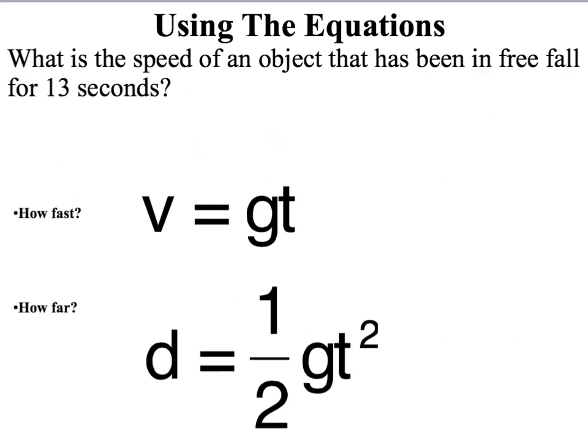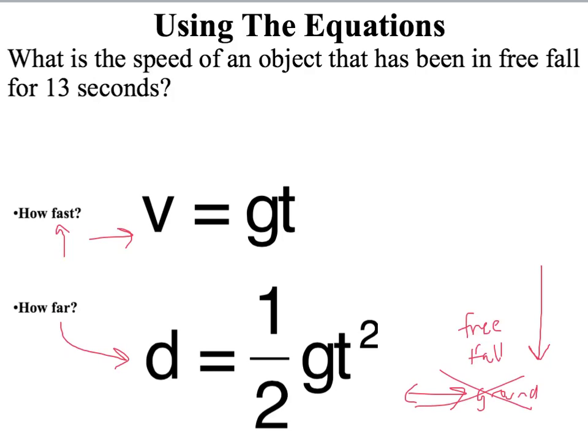So here are those equations written nice and big. And this one, remember, was for instantaneous velocity. So that's when you want to know how fast something is going. When you want to know how far something is going, that's the distance, and you would use this equation. Now remember, these equations are only good for things that are in free fall. They aren't good for things that are traveling on the ground. Not good for that.